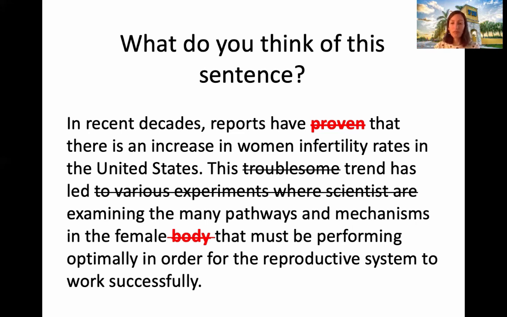So we need to make sure that the statements that we're saying are backed by facts, and that we're being as informative in our sentences as possible.